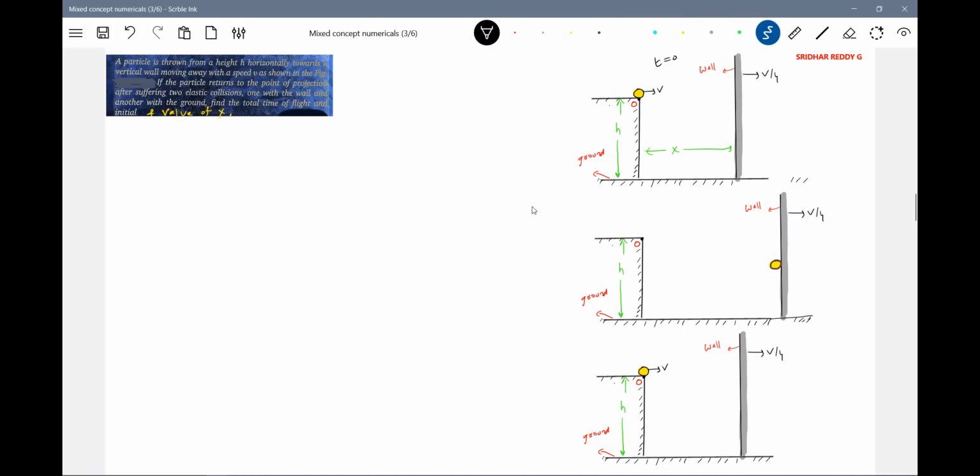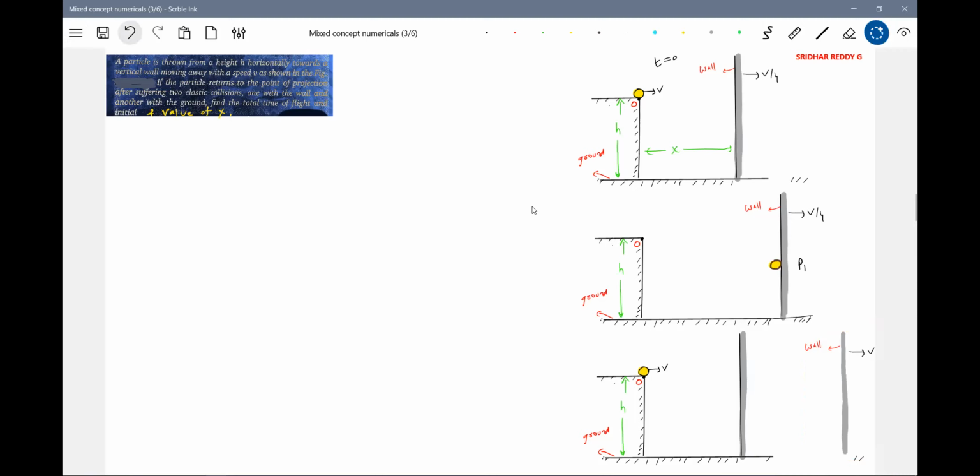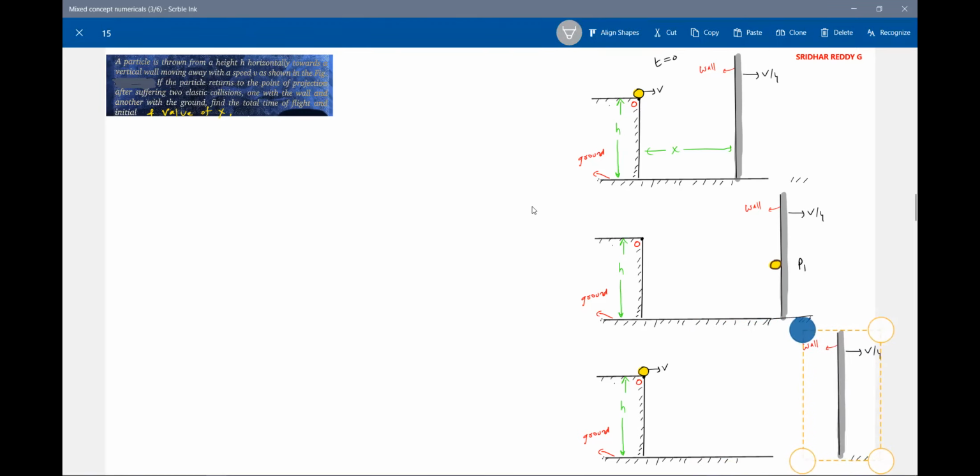Okay, let this point be P1 for us. Then again, will it be there only? The wall position will change. I think now we are not interested in the wall. We are not interested in what will happen to the wall after collision. Let it be wherever, it doesn't matter in the problem. Leave it here.